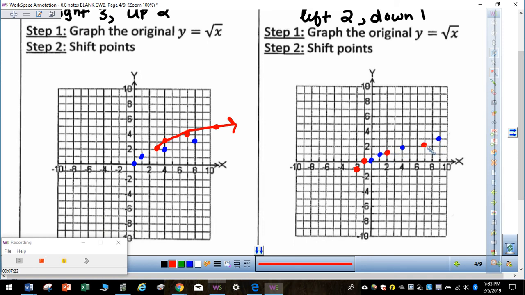This is where we have a little bit of overlap in the points, where I think it could be handy to either use a different color or go back and erase the other ones.